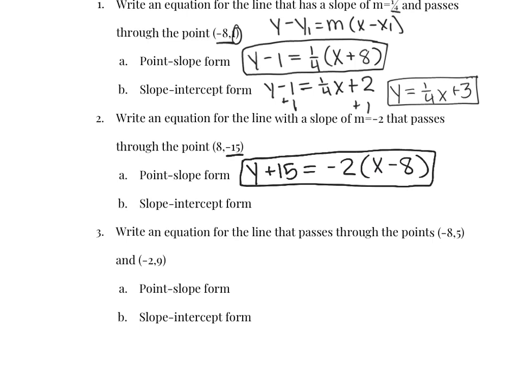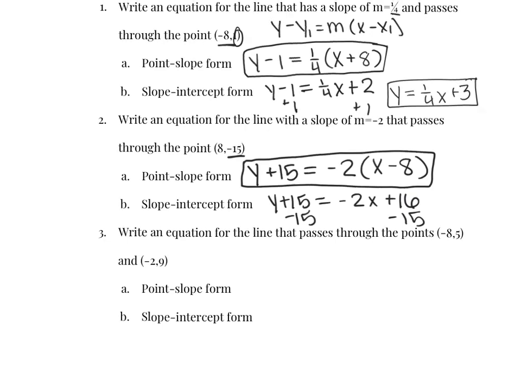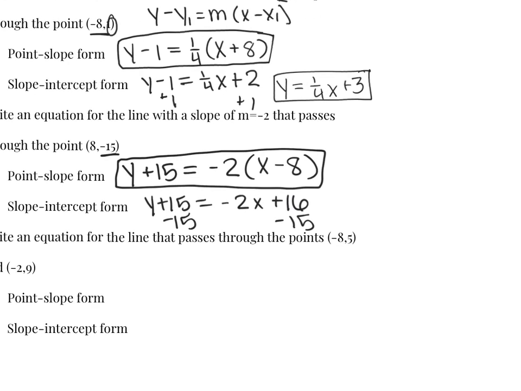Now I'm solving for y to get slope intercept form. So I got y plus 15 equals -2x plus -2 times -8 is a positive 16. Then I subtract 15 from both sides. It's finally solved for y, so I get y equals -2x plus 1.